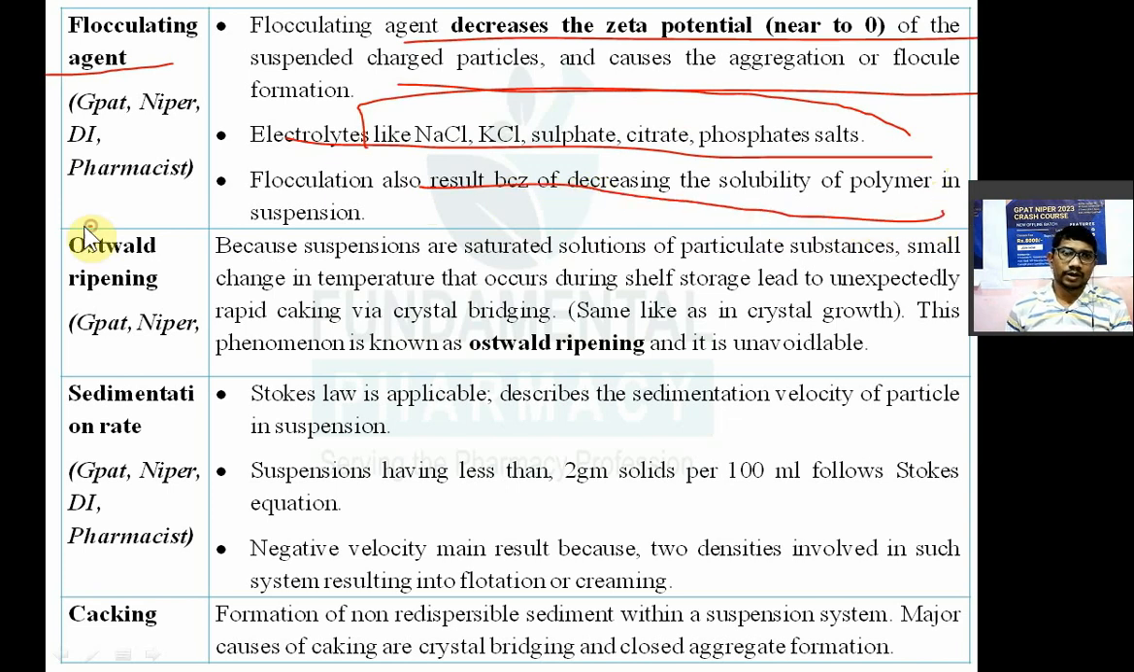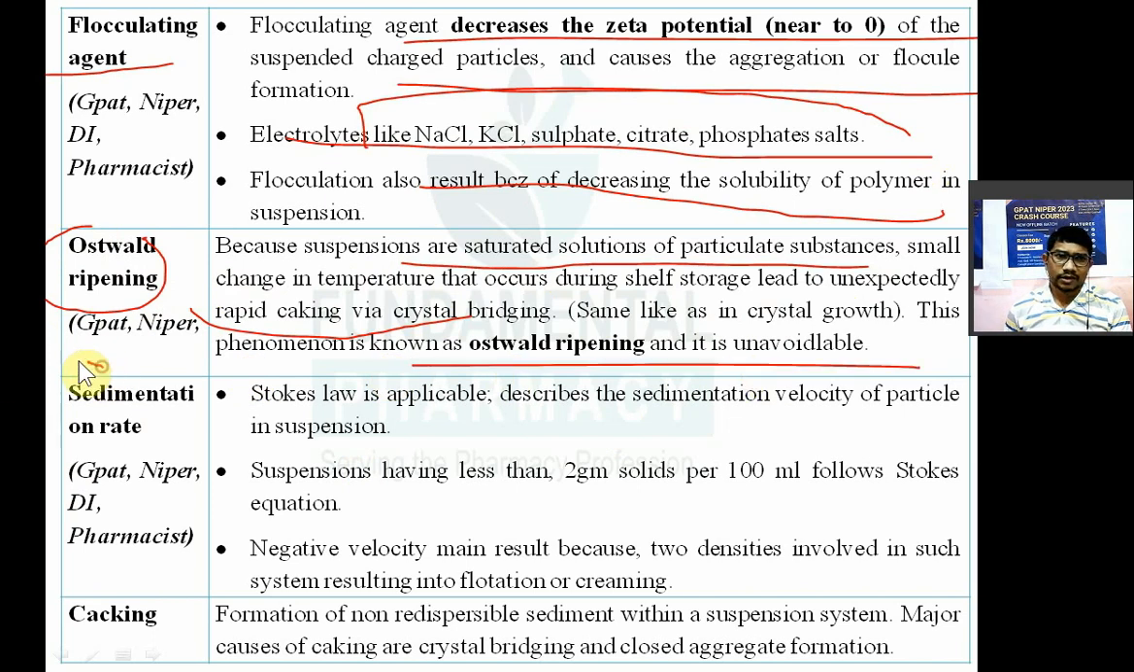Ostwald ripening, what is it? A question has come on this already. Because suspensions are saturated solutions of particles of substances, a small change in temperature that occurs during the shelf life leads to unexpectedly rapid caking or crystal growth. This phenomenon is known as Ostwald ripening. A question has come on this too.